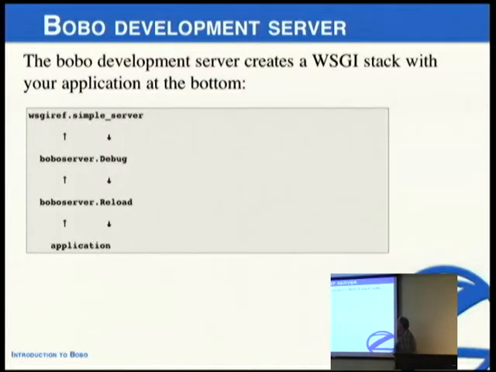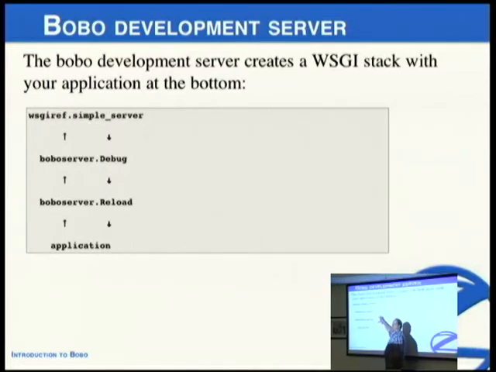To look at an example of that, when you run the Bobo development server, it's actually creating a small Whiskey stack with the Whiskey Ref Simple server, which is a built-in toy web server that's included in the standard library, together with a middleware component called debug, which is responsible for dropping you into the postmortem debugger on an error if you request it, and the Bobo server reload middleware, which takes care of reloading modules, and then your application, where your application is basically an instance of Bobo application that wraps all your handlers and takes care of calling them.